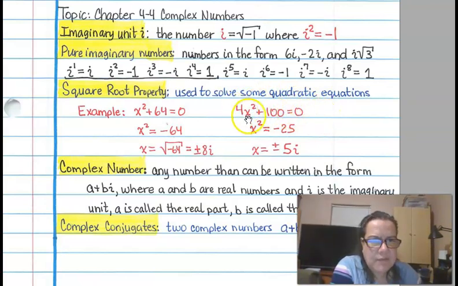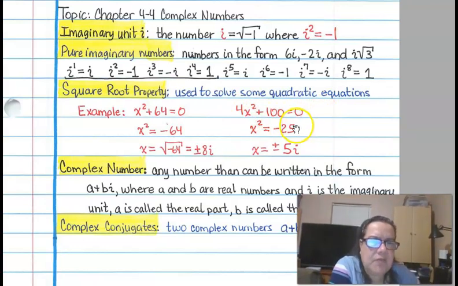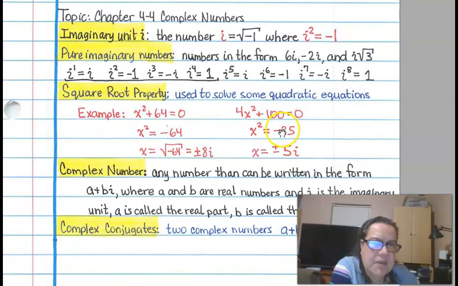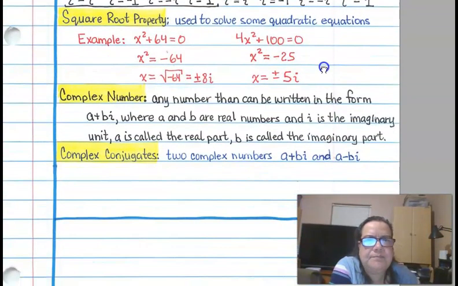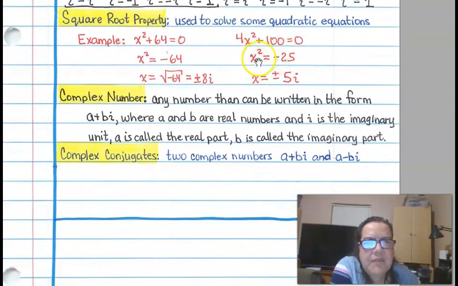But I don't want 4x squared. I want x squared by itself. Divide this side by 4. Divide this side by 4. What do you get? Well, what's 100 divided by 4? 25. But remember, I had moved the 100 over here, so it was negative. So now I have x squared is equal to negative 25. Okay, so now I can continue to solve for x.